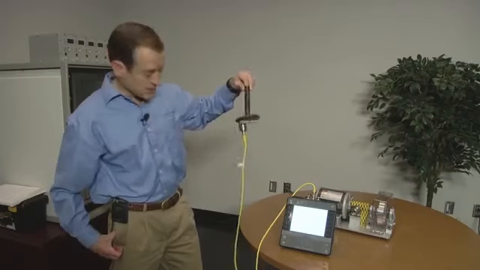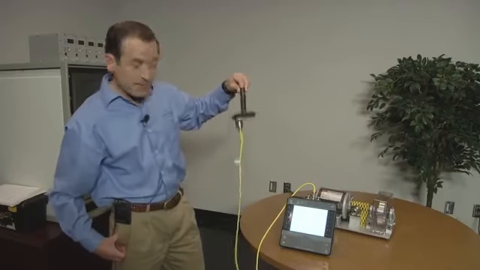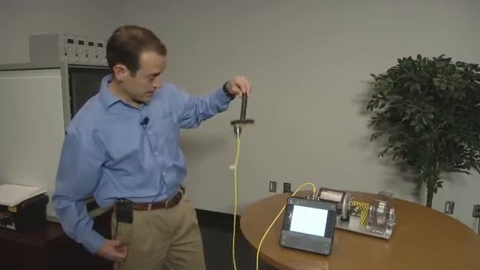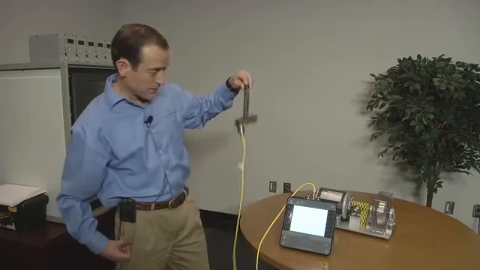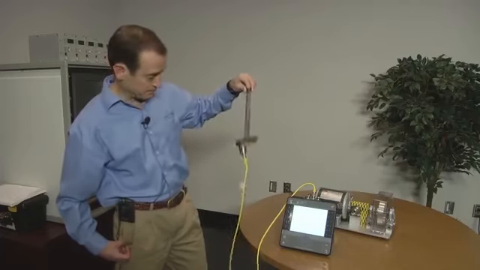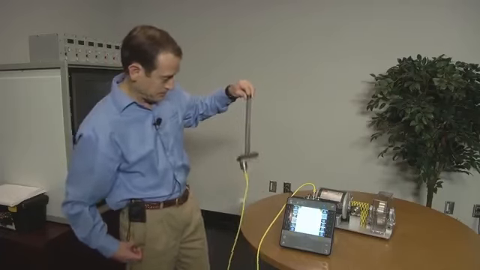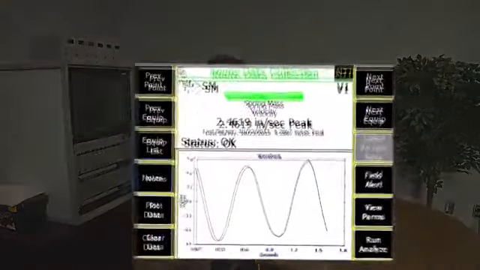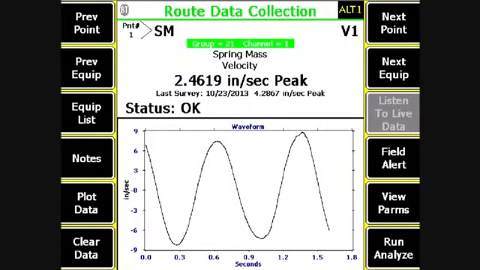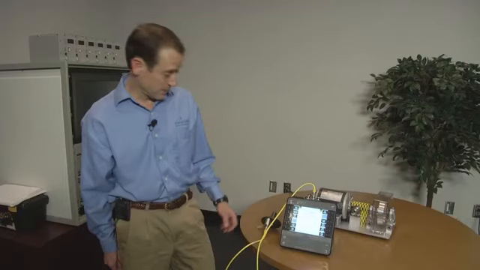The 2140 is automatically collecting different types of vibration readings. You can see the PeakVue, the acceleration, and the velocity. The first reading is velocity, and this is in inches per second. Velocity is referring to speed. It's the speed of the mass. And as you see, this is a purely sinusoidal waveform, which you would expect.